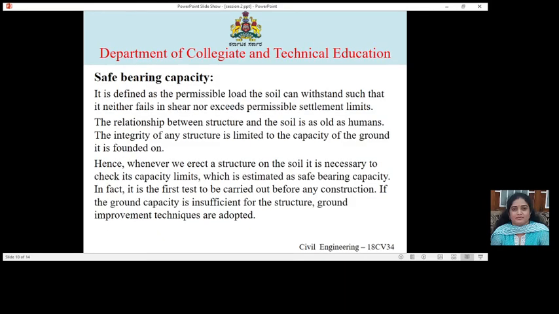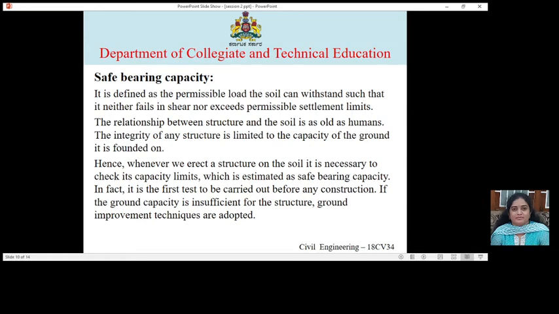So the next topic is safe bearing capacity. You might have heard this somewhere, the safe bearing capacity of the soil. Whenever a project is started, first they do the soil investigation work. Through that they find out the safe bearing capacity and also other properties, but this is the most important one.